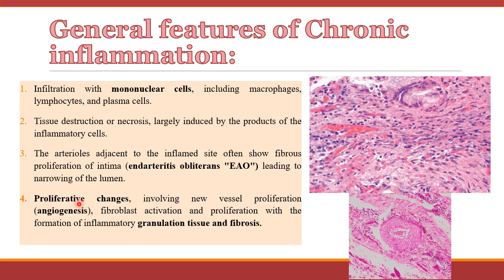They will start to send small arms, or small new vessels, into the area, and this process is called angiogenesis. Angio means vessel, genesis means formation. So angiogenesis is the formation of new vessels in the area of inflammation to increase the blood supply. Then we have the main cells that help the healing process, which are the fibroblasts. The fibroblasts will be proliferating and activated because they want to lay down collagen, and this collagen will cause the fibrosis that will fill the gaps of the necrotic tissue.